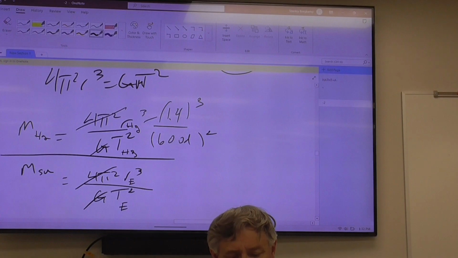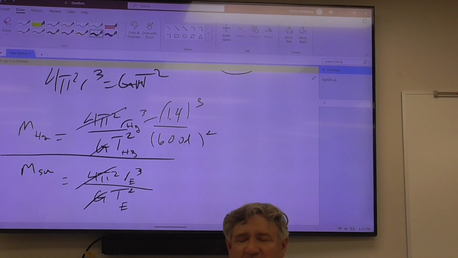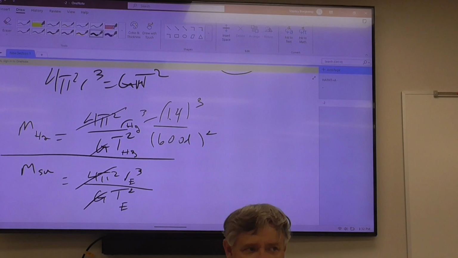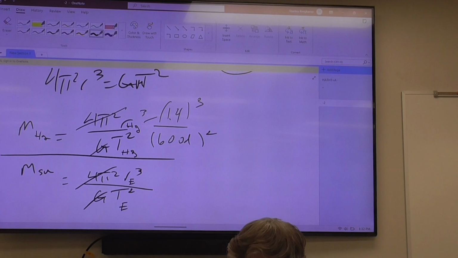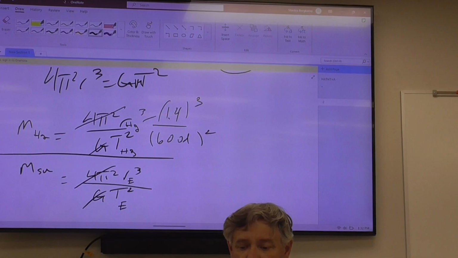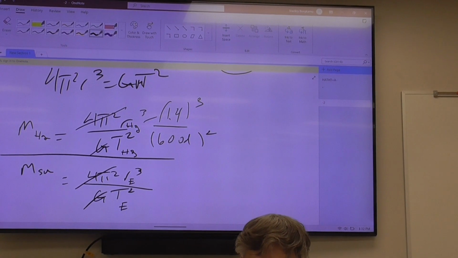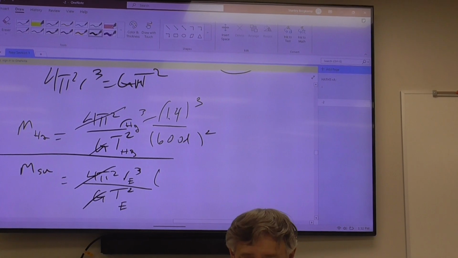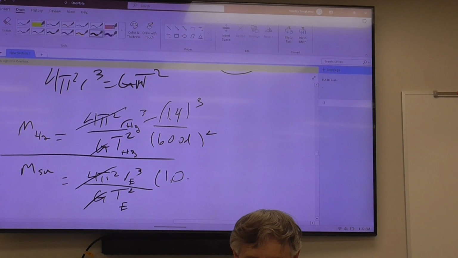Okay, so this is the only time, listen to me, this is the only time you can leave stuff in astronomical units and days, because all you're finding is a ratio. As long as you're working in ratios, it doesn't matter what the units are, they just have to be the same. So then you got the radius of the Earth, which is going to be what? 1 AU.